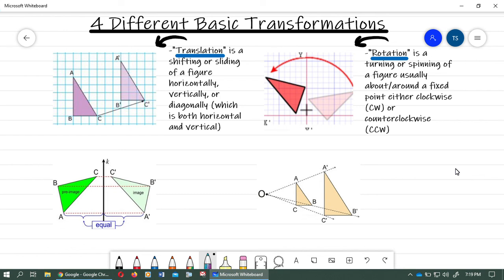And sometimes, guys, they'll say that you're rotating it about the origin. And again, we know that the origin is that point in the middle of your coordinate plane. The origin is that point (0, 0), where the x-axis and the y-axis meet. But again, it's usually rotating around a fixed point. And that rotation, guys, is going to be either clockwise or counterclockwise.